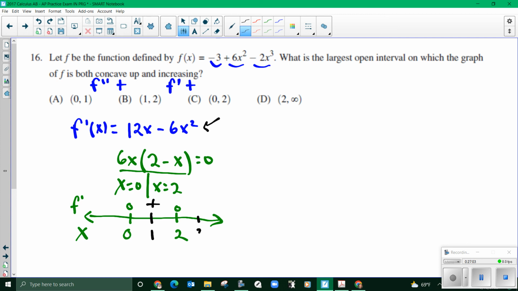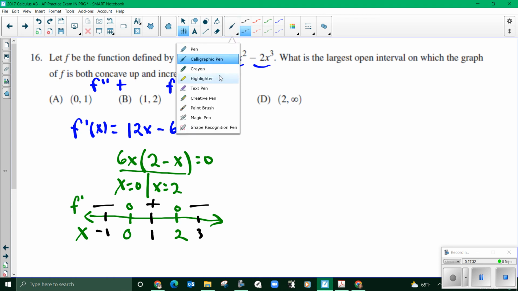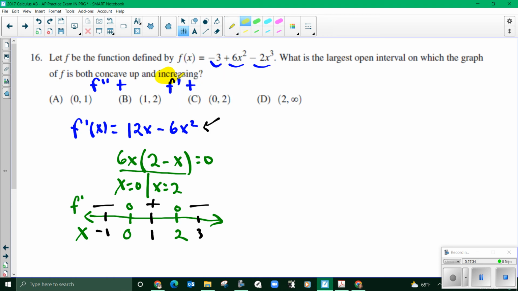Let's put in a 3. Right, if I put a 3 into this first derivative, I will get a negative value. I'll get 36 minus 54, so it'll be negative. I don't care what the exact number is, negative 18, I just care about the sign. Let's pick negative 1. If I put negative 1 there, I get negative 12 minus a positive 6. It's still negative. Okay? So the only interval where my first derivative is positive is between 0 and 2. Right there. There's my positive.